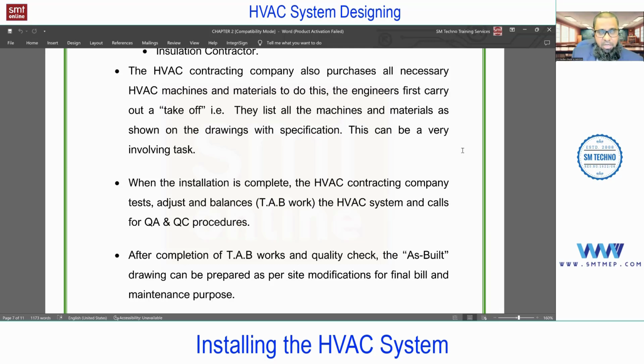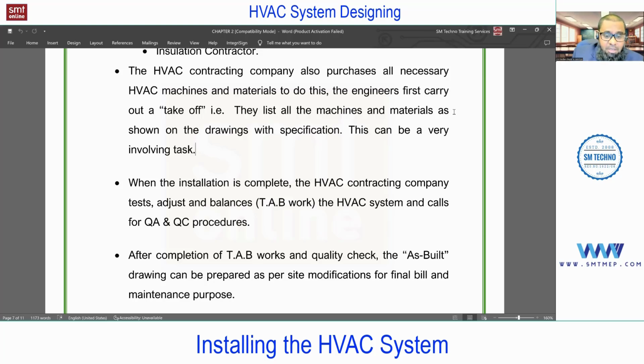For the TAB work, we have a separate society. I forgot that name. Bureau of, I forgot that term. We have a separate society for that TAB work. Anyone remember that one? Okay, I'll get back to you. You'll find a separate society for this TAB work. They are dealing with the research and development for this testing, adjusting, and balancing. I forgot that term. Okay, I'll get it next.